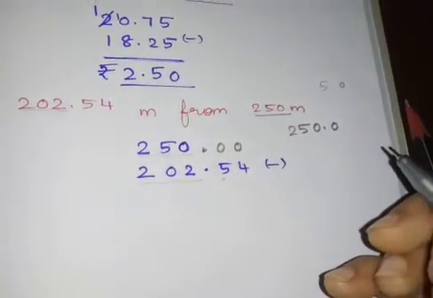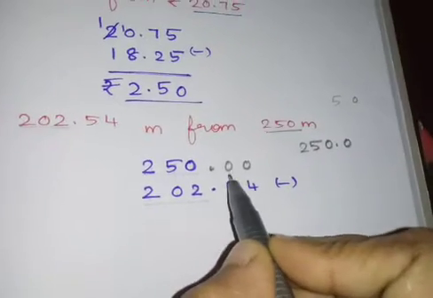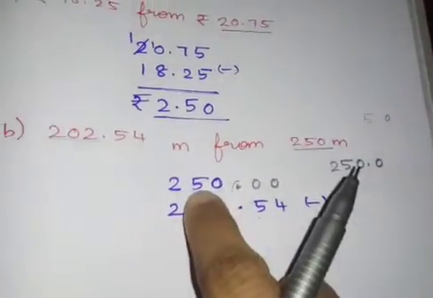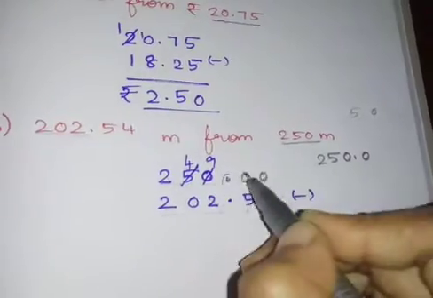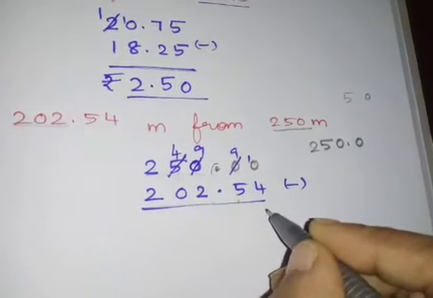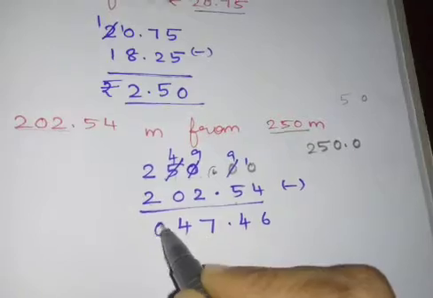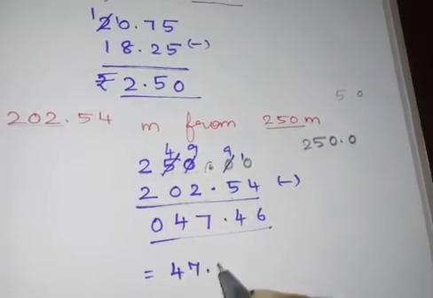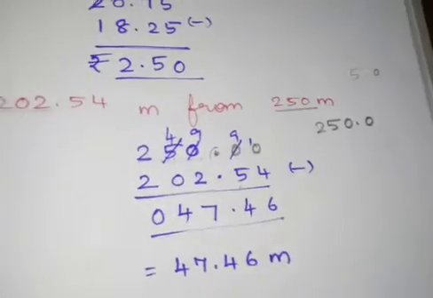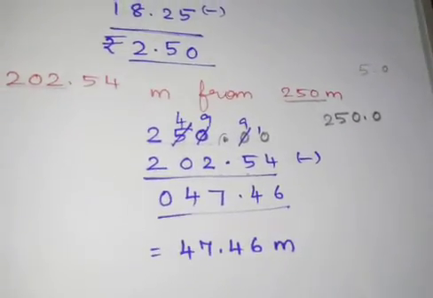0 minus 4, can we do it? No. So you have to borrow from here. Here also there is no value. Here also no value. Once borrowing is not possible here, borrow from here. Even if the decimal point is there, no problem. You go to here. So here 4, here 9, here 9, 10. Now 10 minus 4, 6. 9 minus 5, 4. 9 minus 2, 7. 4, 0. So what is the answer? 47.46 meter. This 0 you don't need to include, because I told you in the whole part, if the 0 comes at the beginning, it has no meaning. Okay, 47.46 meter.